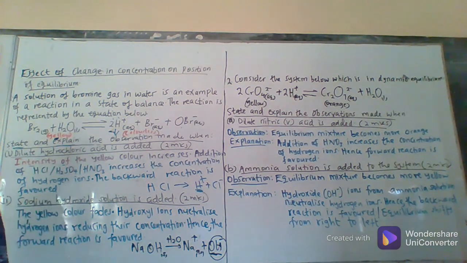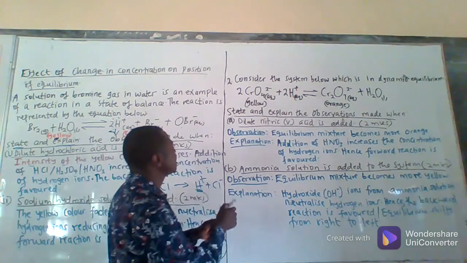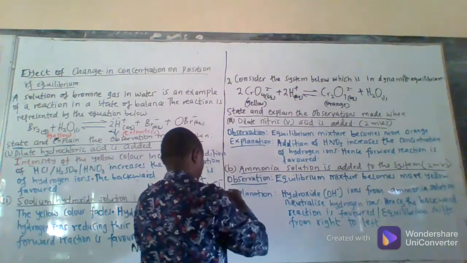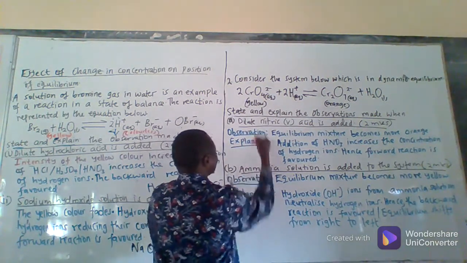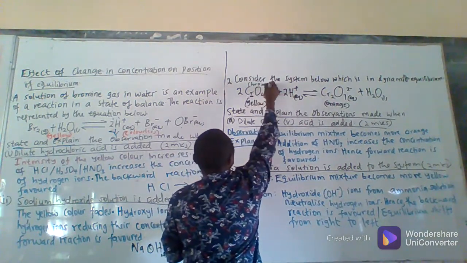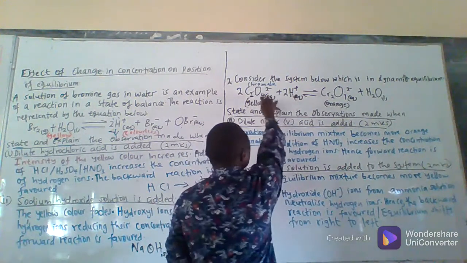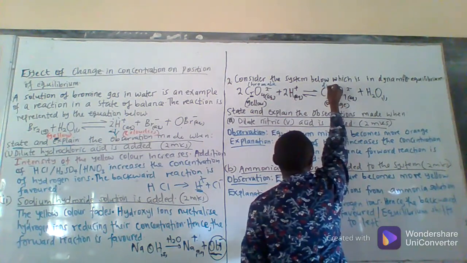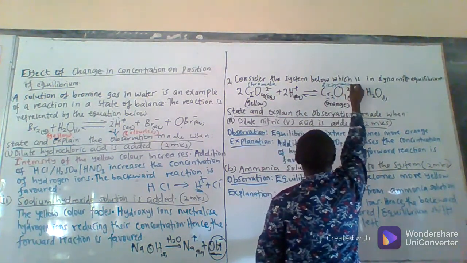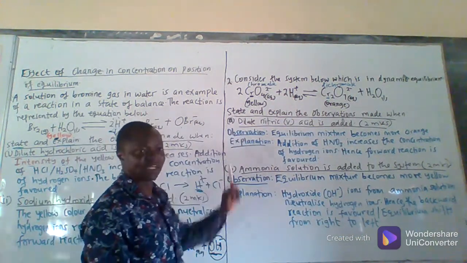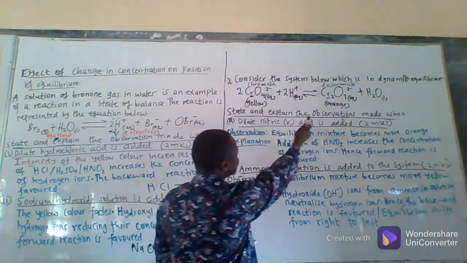Now, let's look at a different example, a different system. Suppose you consider a system that consists of dichromate, and this one is chromate. This one here is chromate because it has only one chromium, and this chromate is yellow. And now the dichromate, this one is dichromate because it has two chromium.